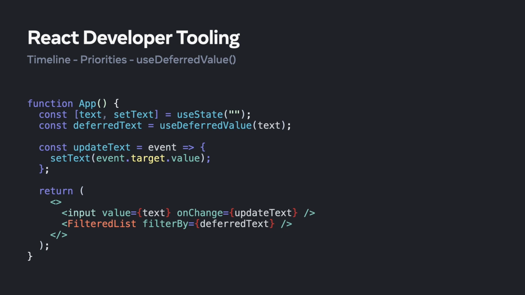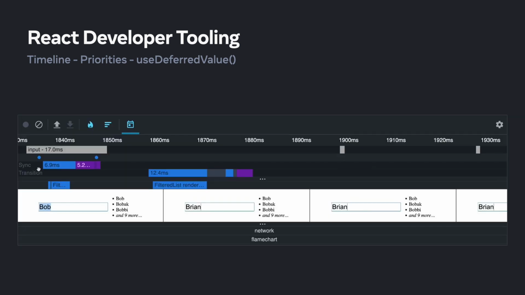To do this, let's use one of the new hooks introduced in React 18, deferred value. This hook accepts a value, like text in this case, and returns a deferred version of that value that may lag behind a little. Let's take a look at how it works. We'll leave our input bound to text so that React can update the value it displays at a high priority. But we'll update the filtered list component to use a deferred value. This change will let React do the more expensive job of filtering the list at a lower priority.